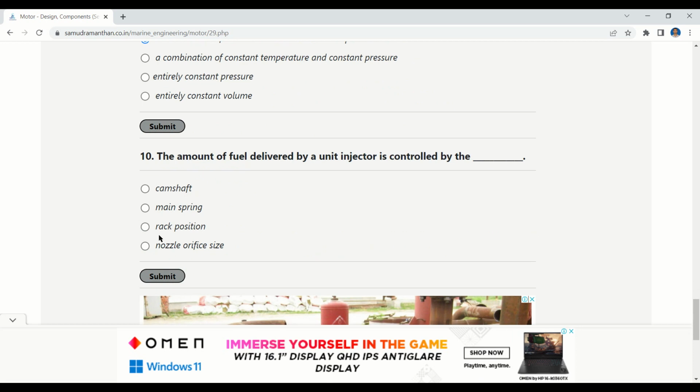Our next question is: the amount of fuel delivered by a unit injector is controlled by? The options are camshaft, main springs, rack position, nozzle orifice size. The correct option should be rack position.